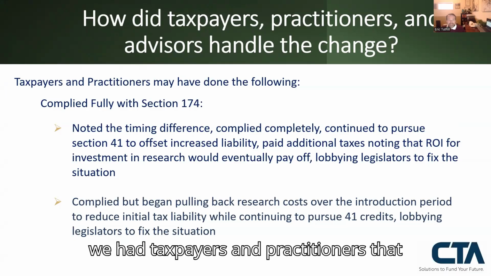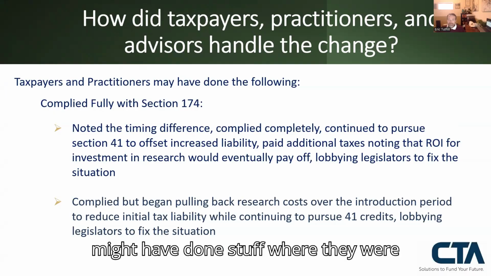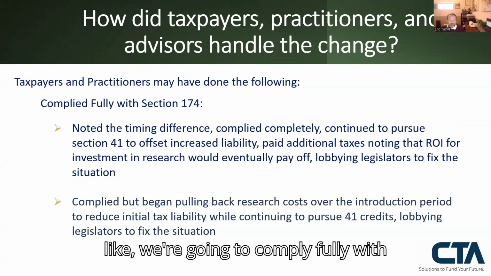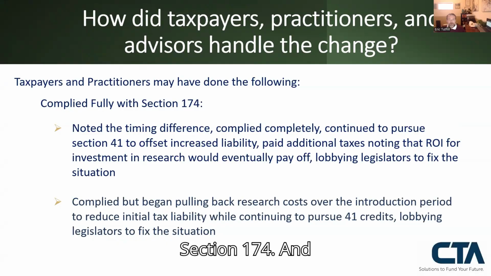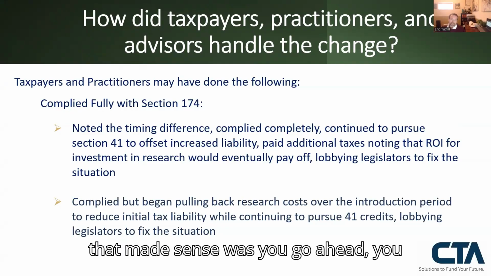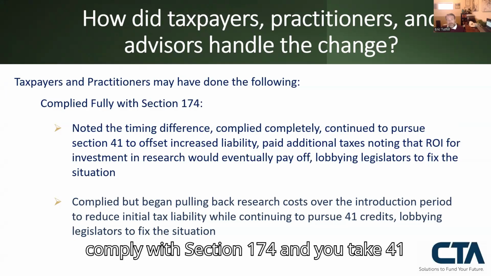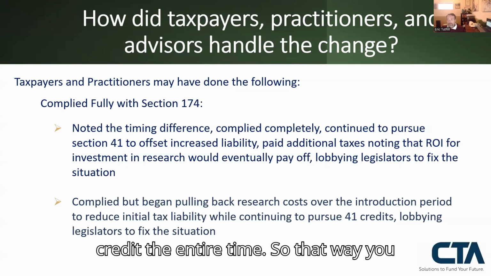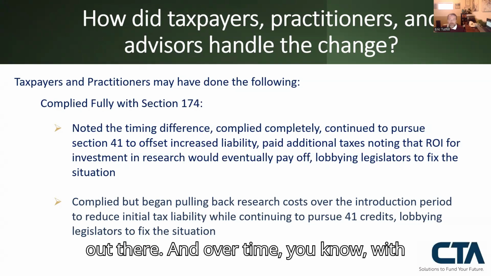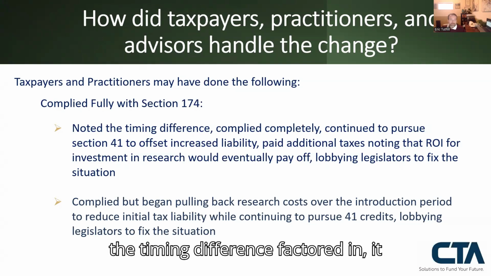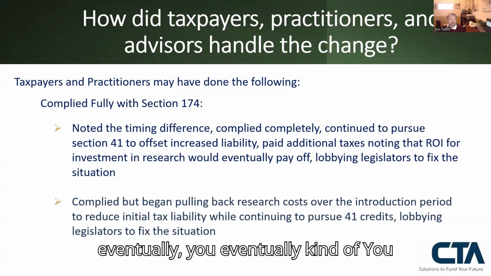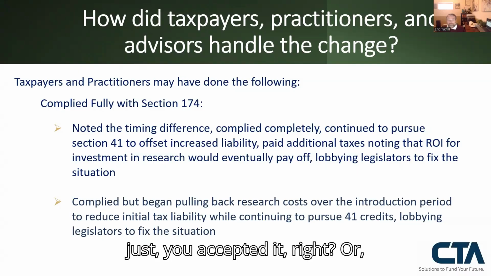So we had taxpayers and practitioners that might have done stuff where they were like, we're going to comply fully with Section 174. And when you looked at it, the only thing that made sense was you go ahead, you comply with Section 174, and you take the 41 credit the entire time, so that way you didn't lose any of the credit that was out there. And over time, with the timing difference factored in, you eventually accepted it, right?